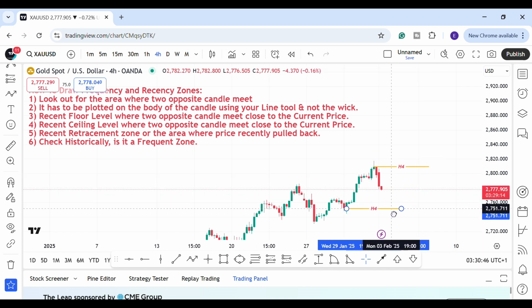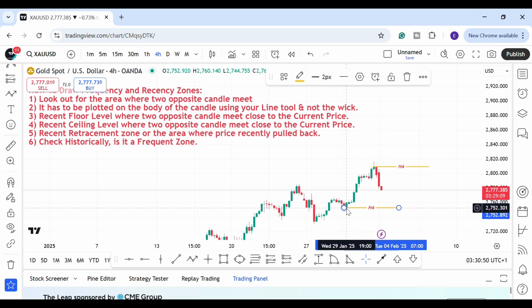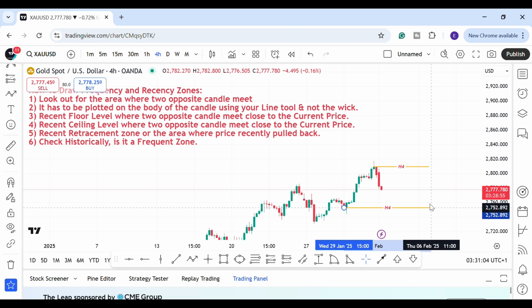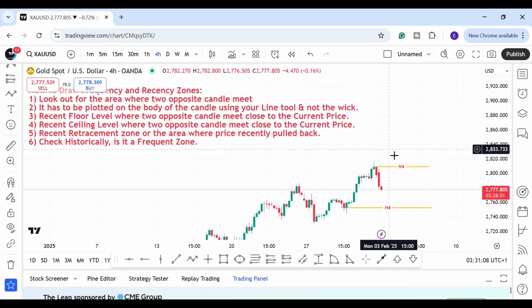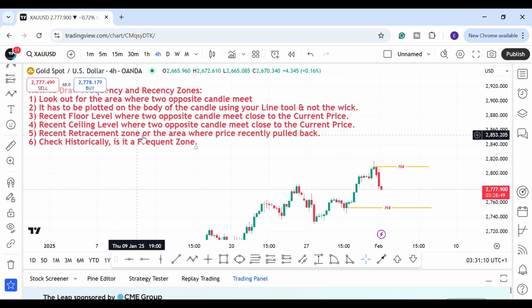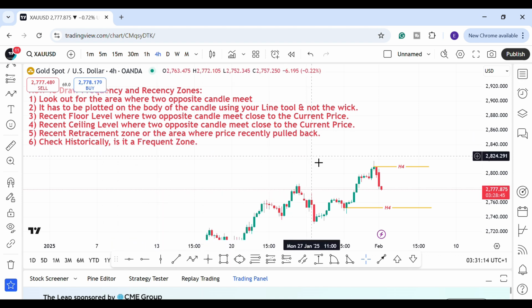The recent was the floor level. Take it to the body. This is the body of these two opposite candles. This is where the market currently is. You see, this is the body of the two opposite candles that's close to the market on the floor. This is the floor. Extend it to the future. This is it. And now it says recent retracement zone, or the area where price recently pulled back.